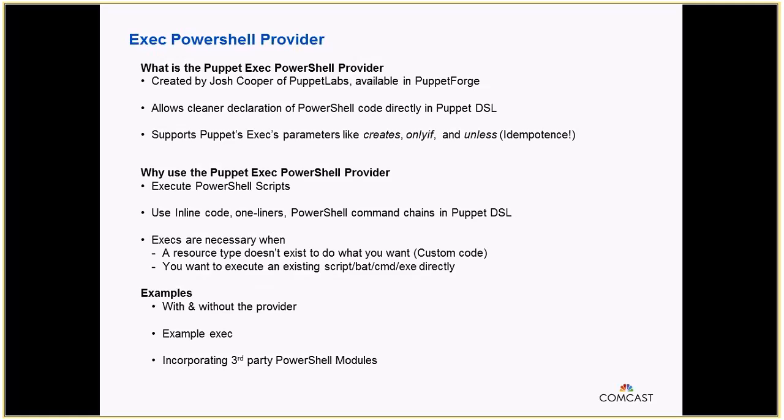All right. So, the exec PowerShell provider. If you've used the script resource in DSC, you do that typically, not the only reason, because you have a script that you want to reuse, or there's a resource that doesn't exist that does what you want to do, so you write a PowerShell script and you plug it in. You do the same thing in Puppet.